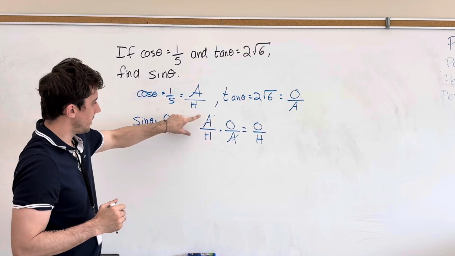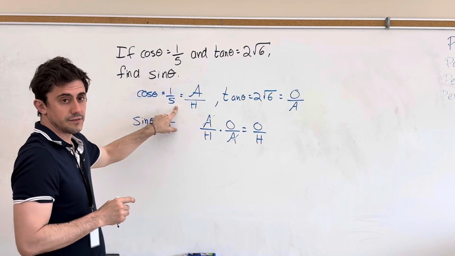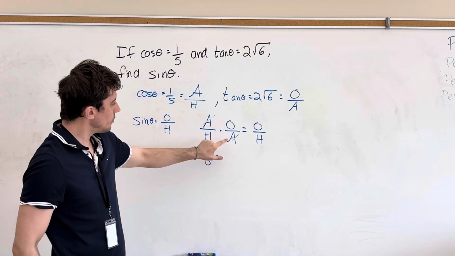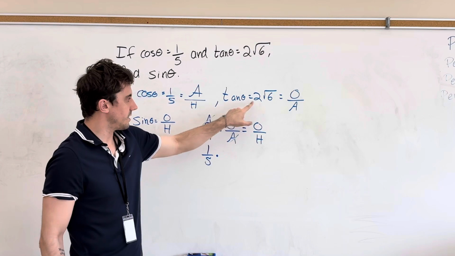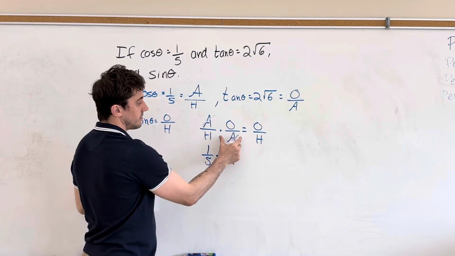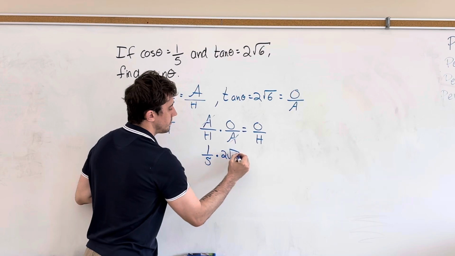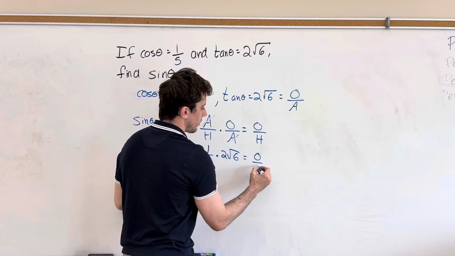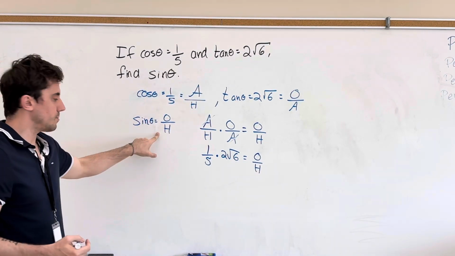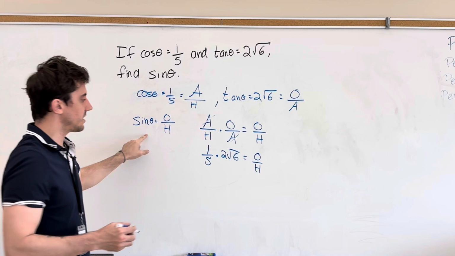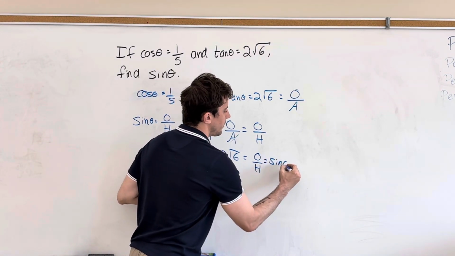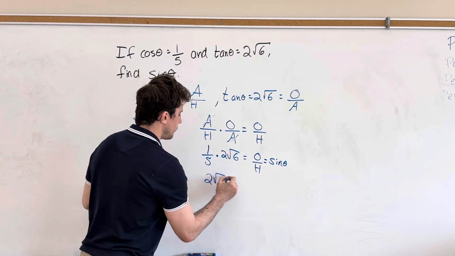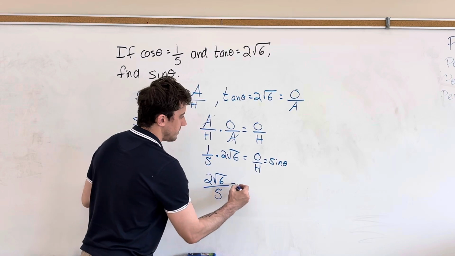And now we said earlier that a over h is 1/5, so this is like saying 1/5 times, we said earlier that o over a was tan theta, which is 2 root 6. So o over a, this quantity, is 2 root 6. And now this times that, we said was o over h. And o over h, opposite over hypotenuse, is precisely the sine theta that we were hoping to find.